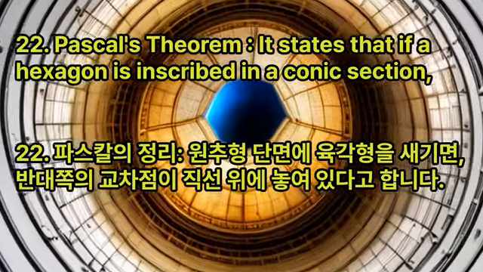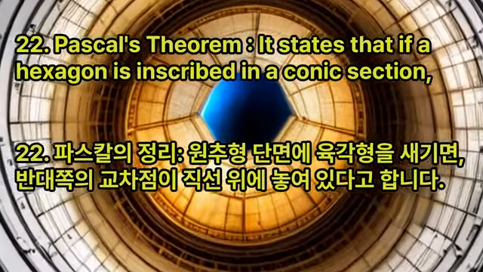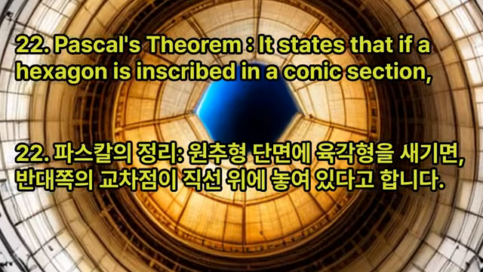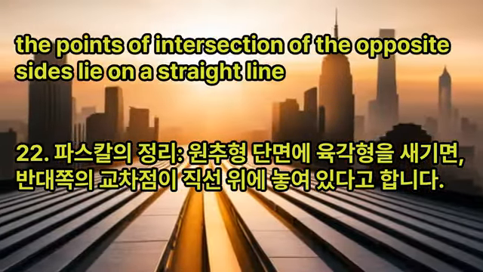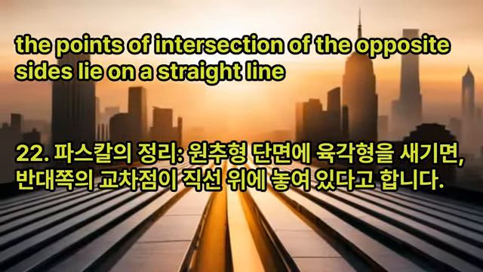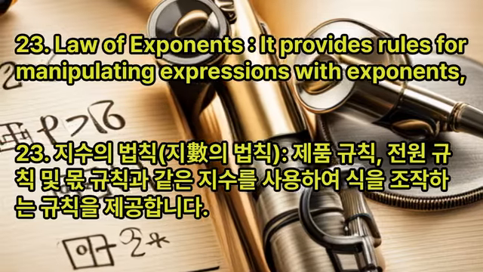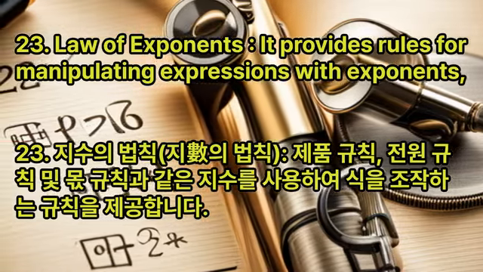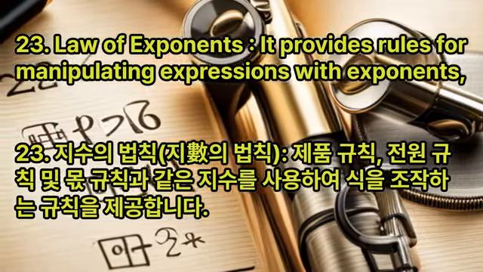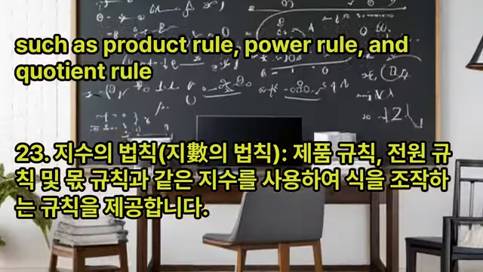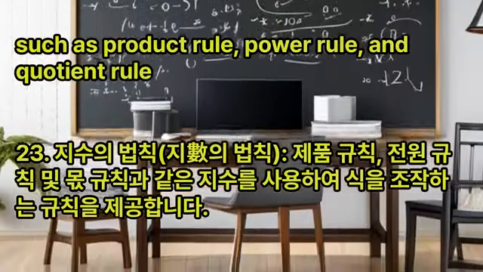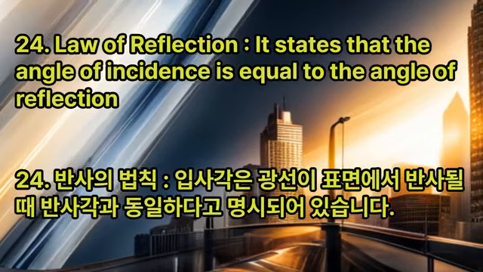22. Pascal's theorem. It states that if a hexagon is inscribed in a conic section, the points of intersection of the opposite sides lie on a straight line. 23. Law of exponents. It provides rules for manipulating expressions with exponents, such as product rule, power rule, and quotient rule. 24. Law of reflection.